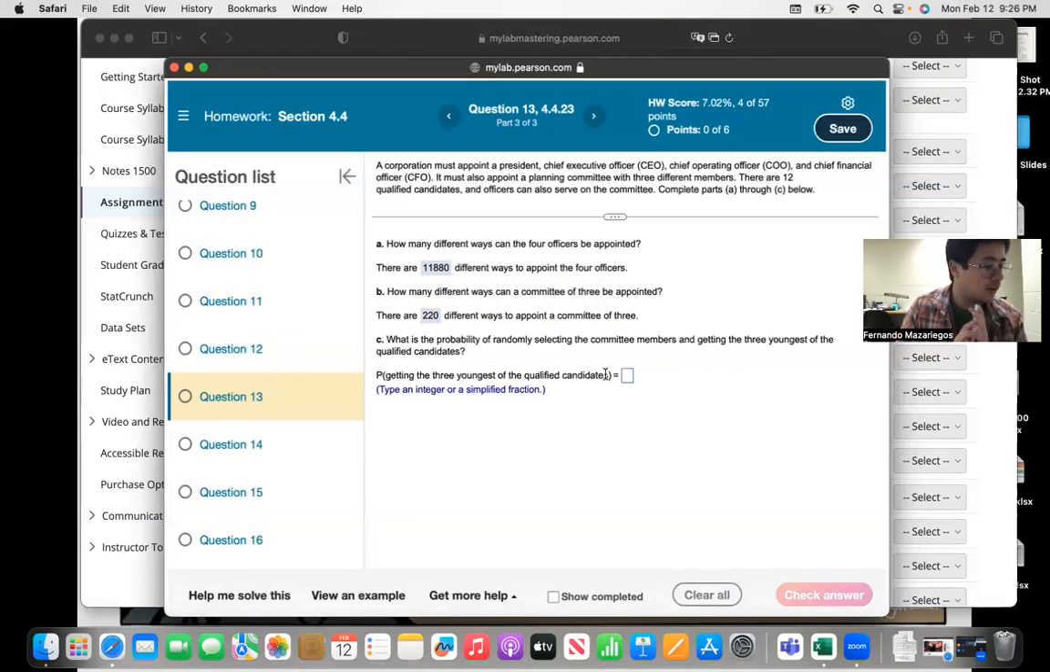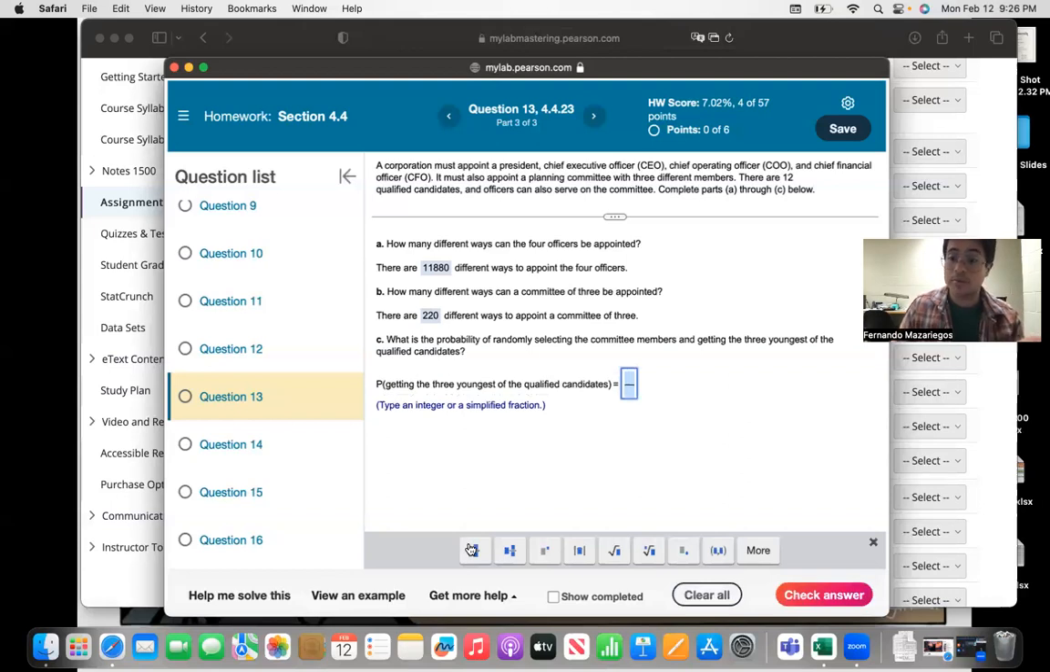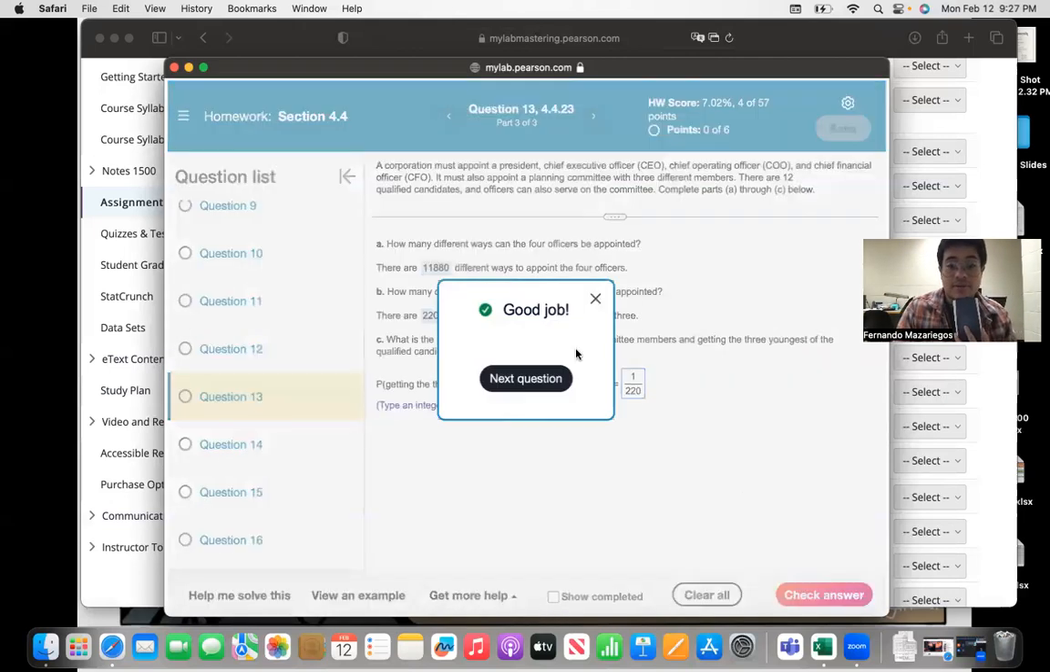Excellent. And now, what is the probability of randomly selecting the committee members and getting the 3 youngest of the qualified candidates? So this is a probability, as in section 4.1, it's a quotient. Out of all the possible 3-member committees we can form, there is only one that has the 3 youngest qualified candidates. And how many possible committees can we form? 220. And we are being asked to leave this as a simplified fraction.